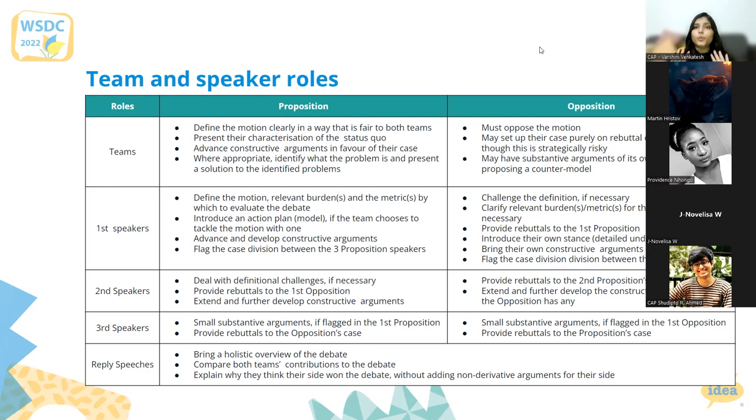Just checking that you're all with me so far. So we're just going to go into some detail about evaluating the contribution of third speakers and reply speakers in WSDC, because that is always a question, and CA teams have to release clarifications on those. So before we jump into that, I just wanted to check if there are any questions on what I've talked through already.